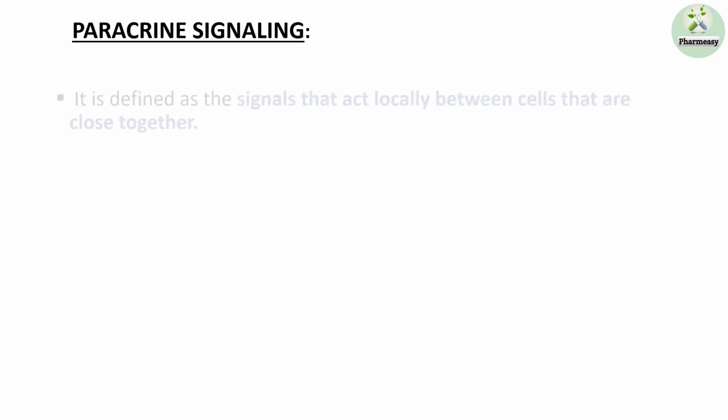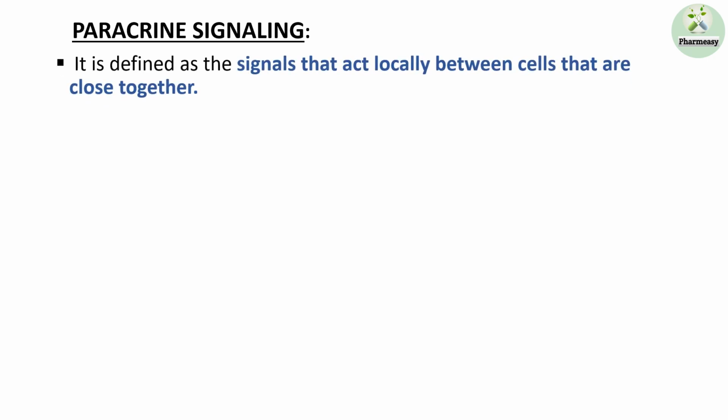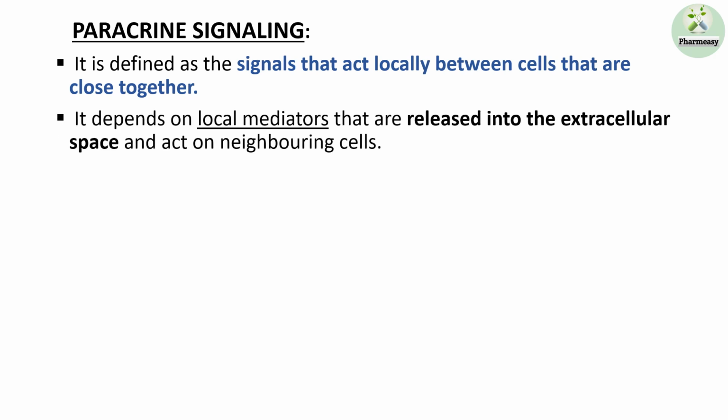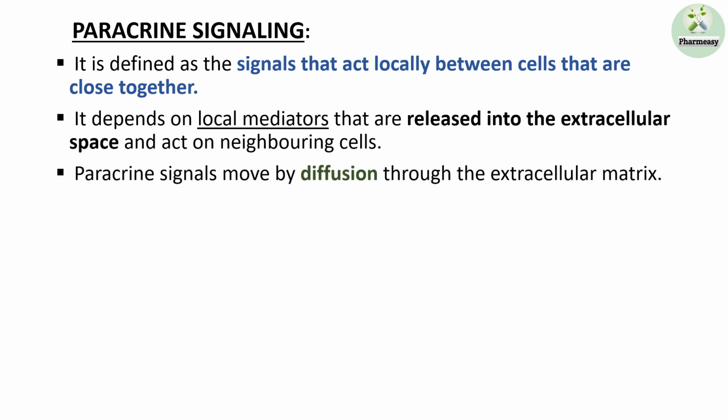Second form of cell signaling is paracrine signaling. It is defined as the signals that act locally between cells that are close together. It depends on local mediators that are released into the extracellular space and act on neighboring cells. Paracrine signals move by diffusion through the extracellular matrix. Paracrine signals are especially important during development, when they allow one group of cells to tell a neighboring group of cells what cellular identity to take on.